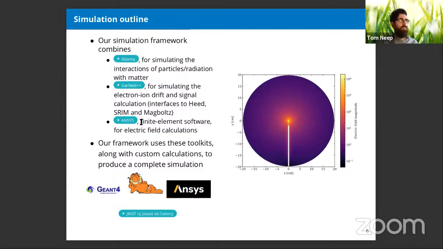And then we use a program called ANSYS, which is a finite element solver for electric field calculations. You can see an example of an electric field produced by ANSYS here. This is a slice in the detector, and you see the features I showed on the previous slide. You see the supporting rod, the central anode where the electric field magnitude is strong, and then towards the edge of the detector it becomes weak. So our framework combines these toolkits along with some custom calculations to produce the full simulation of the detector.